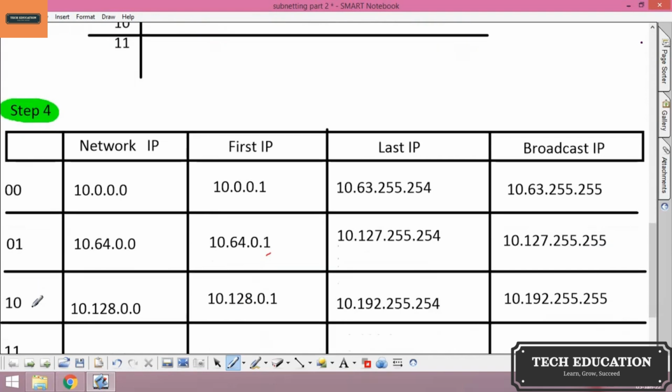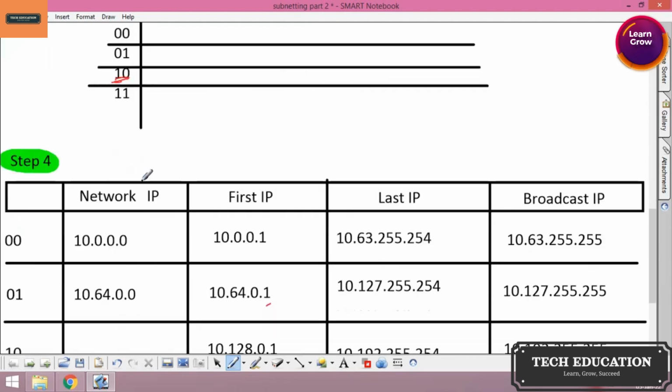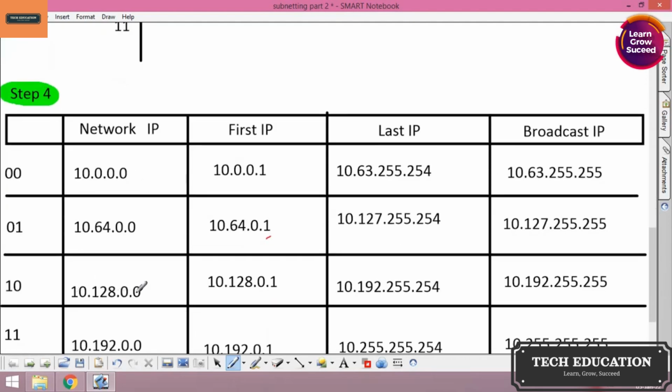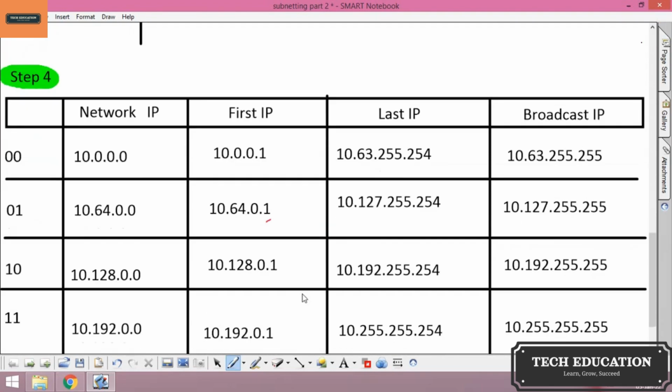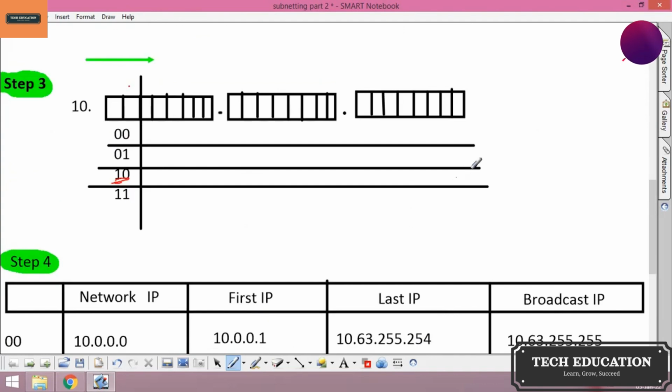And 1 0 combinations. So the 1 0 combination is the same. So 1 is available, 128. So I write 10.128.0.0, all host bits apply 0. So first IP: don't disturb network portion, all host bits apply 0 except the last bit 1. So I write it, and same. And last IP: don't disturb network portion, all host bits apply 1 except the last bit is 0.